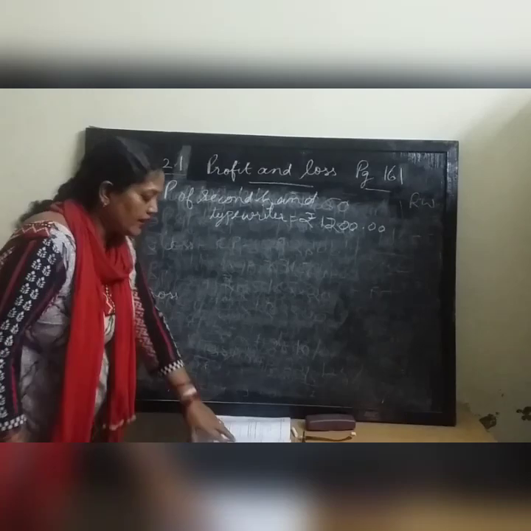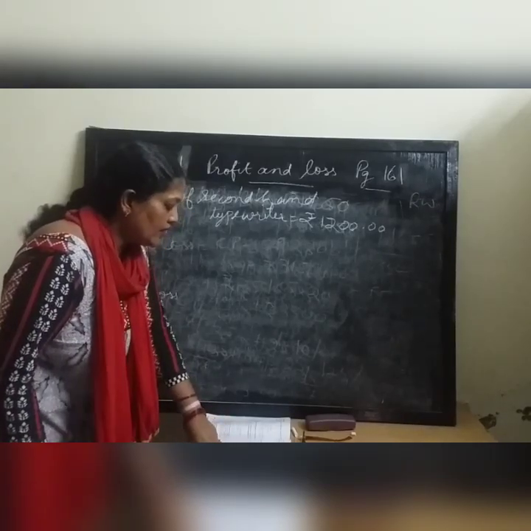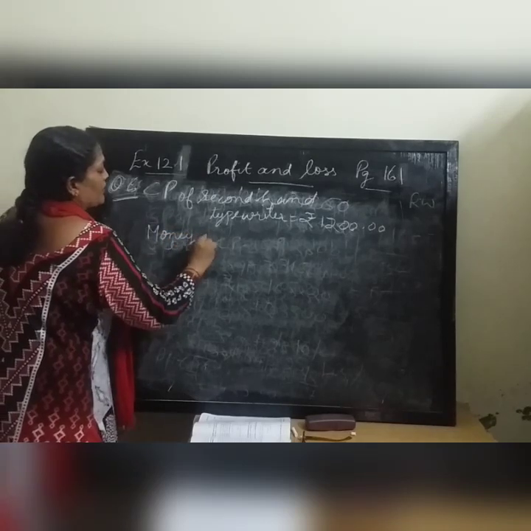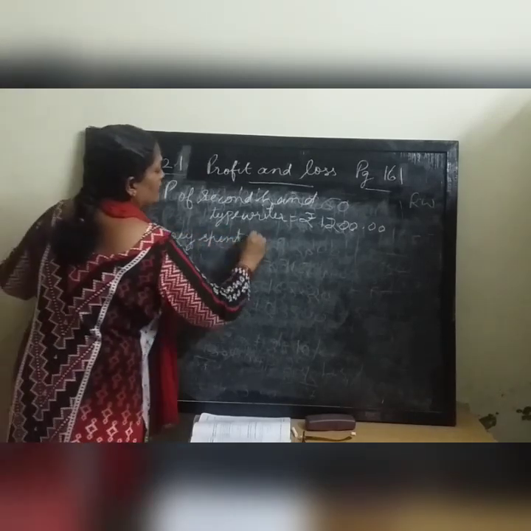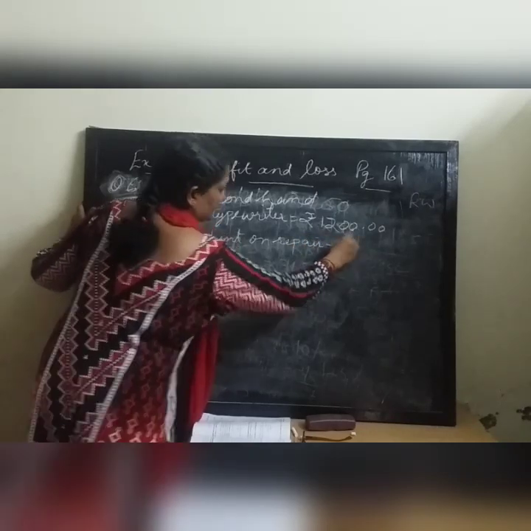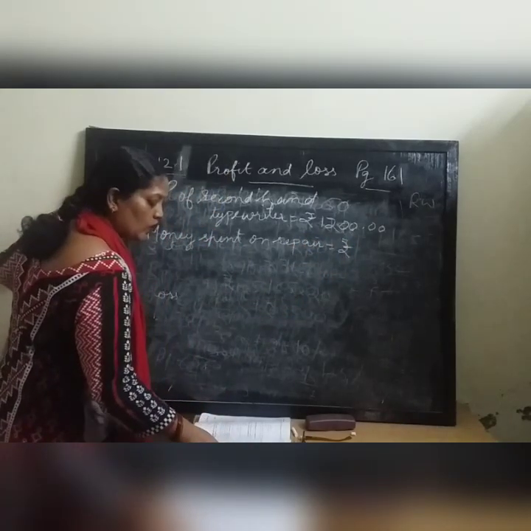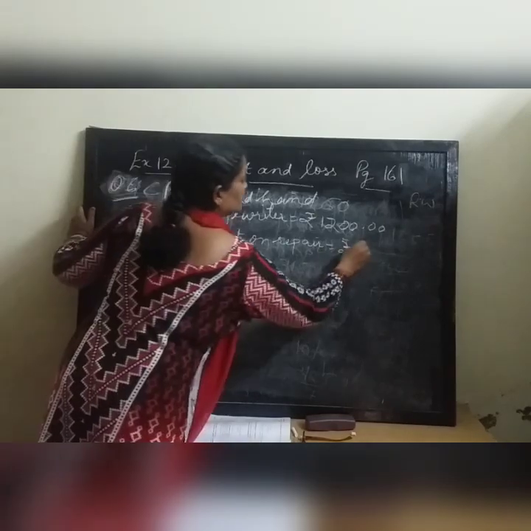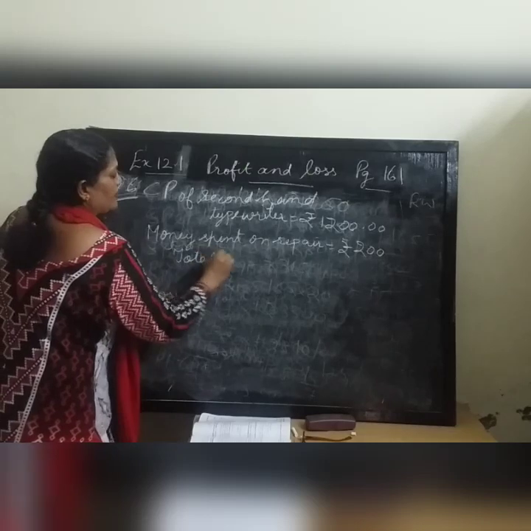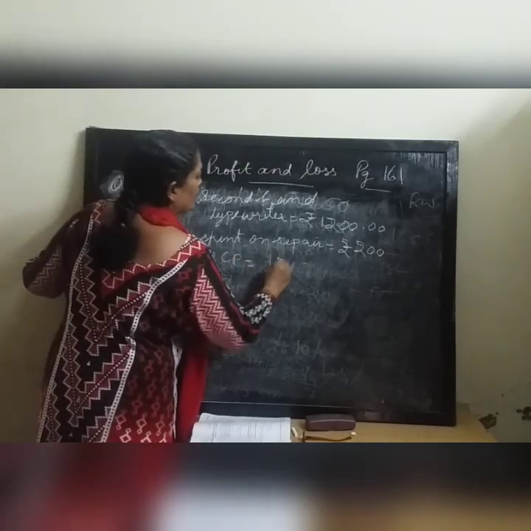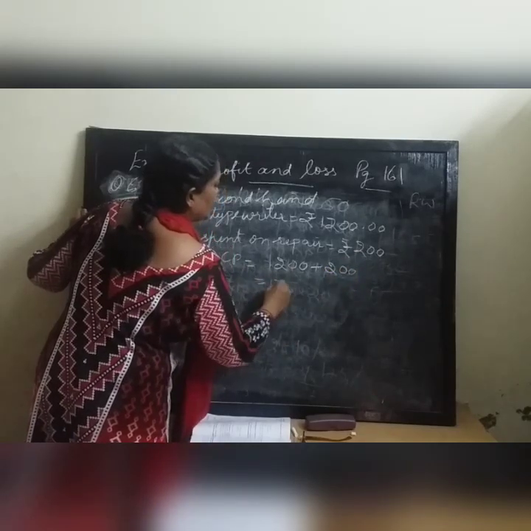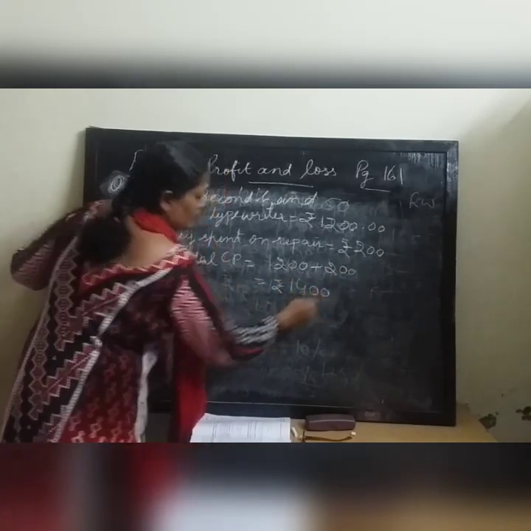Now what has he spent? He spent 200 on repair. Money spent on repair. How much money did he spend on repair? Rupees 200. Now total cost price. Repairing charges will be added to our cost. Total cost price will be 1200 plus 200, that is rupees 1400. Got it, students?